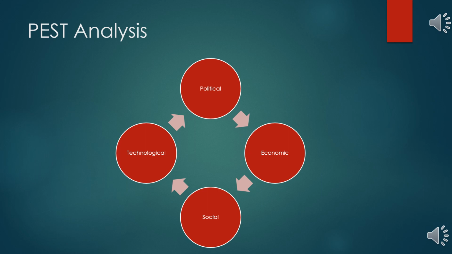PEST analysis is a tool that we can use for macro environmental analysis, and it is a four factors tool: political factors, economic factors, social factors, and then technological factors. And as we know, the company has little control over the macro environmental factors, but the factors that can be controlled the least are economic factors.